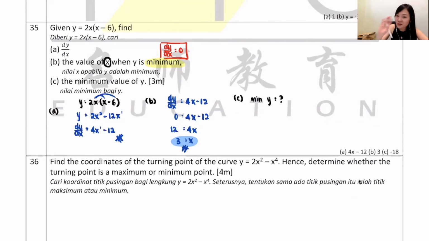No need for d2y dx squared, my dear. This one I already said minimum, so no need, okay. So my dear, this one, you want to find the y answer, isn't it just sub x back into the y equation?